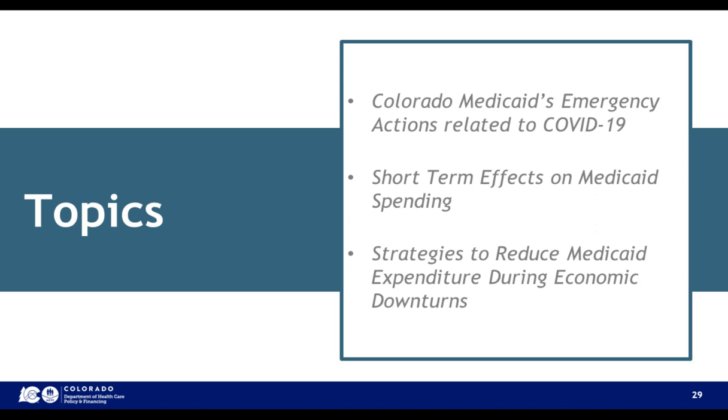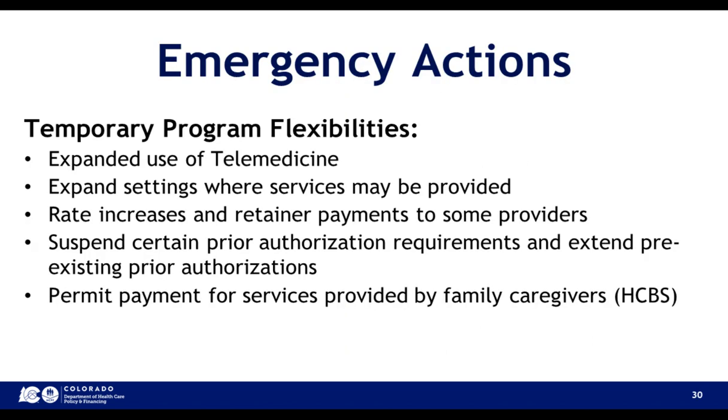Today, I'm going to talk a little bit on 3 different topics. I'm going to talk about what Colorado's Medicaid program has done specifically related to emergency actions associated with the pandemic. I'm going to talk about what we're seeing in terms of short-term effects on Medicaid spending and how we think that things are going to shape up, at least in the near-term future. And then I'm going to switch gears a little bit and talk about strategies on how to reduce Medicaid expenditure during economic downturns. That's on all of our minds, I suspect, lately, as we're all faced with a lot of budget shortfalls here.